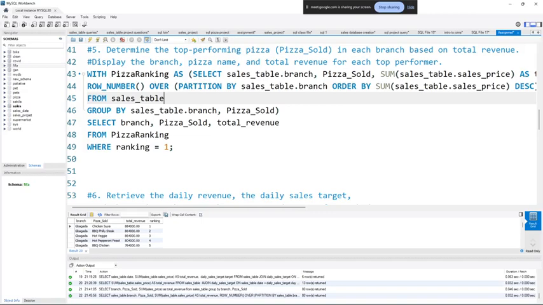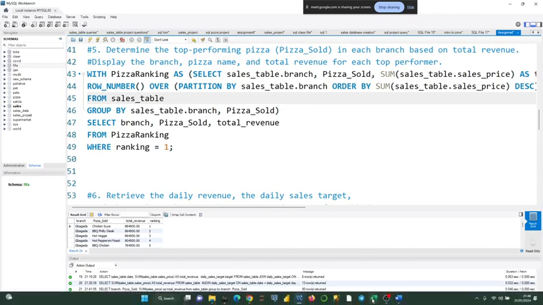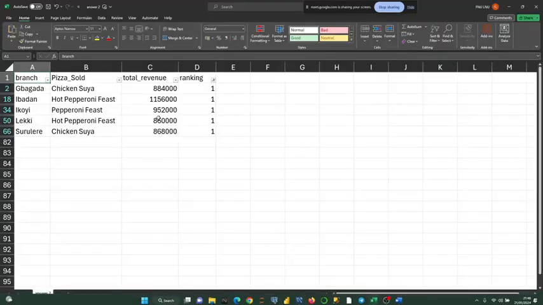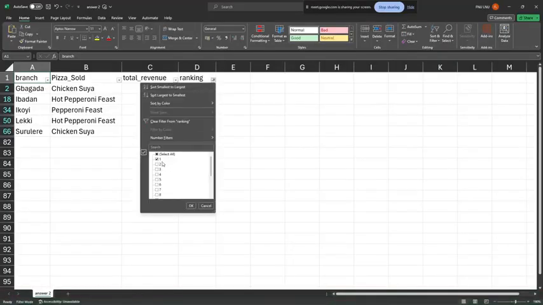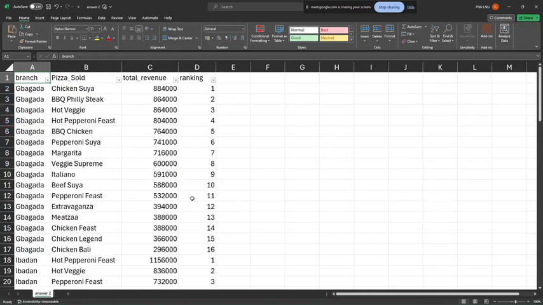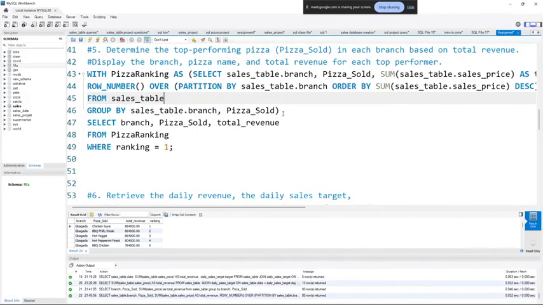So now, with pizza ranking, that is the name of our CTE. Now, you now select. We've not selected anything before. We just defined this one. We just defined that table, that big table on our Excel. That's what we did. We defined this with our CTE. And this is the end of that CTE.